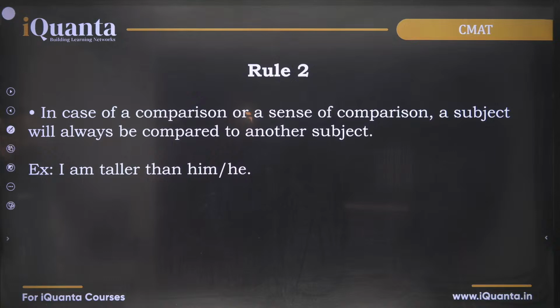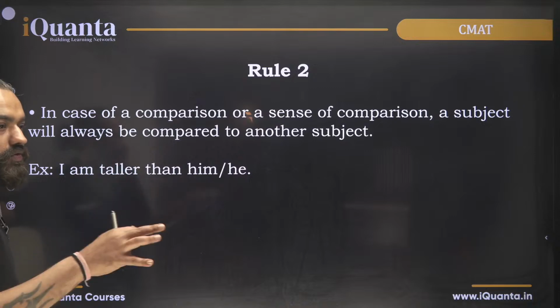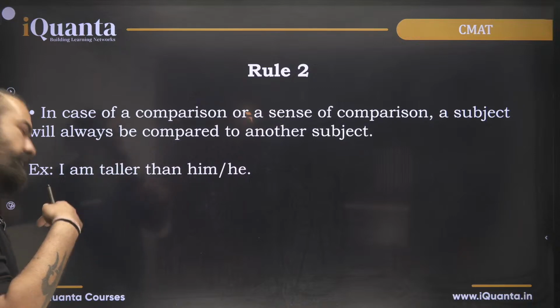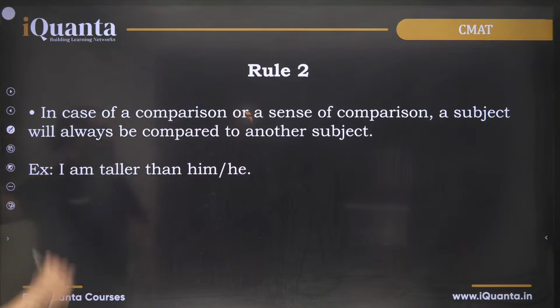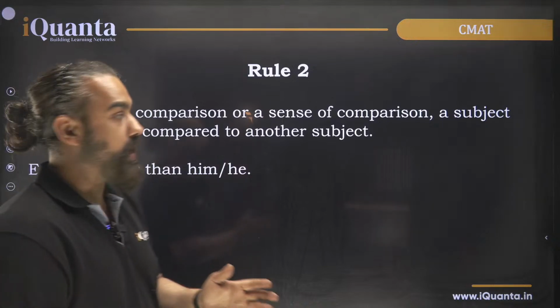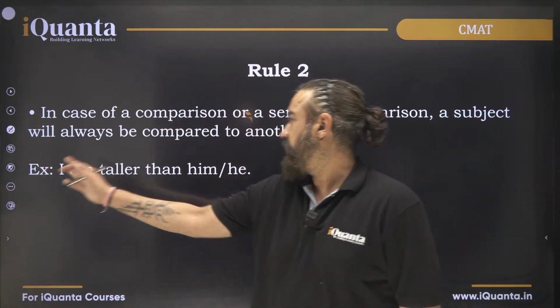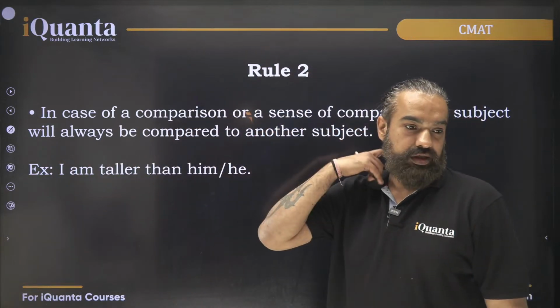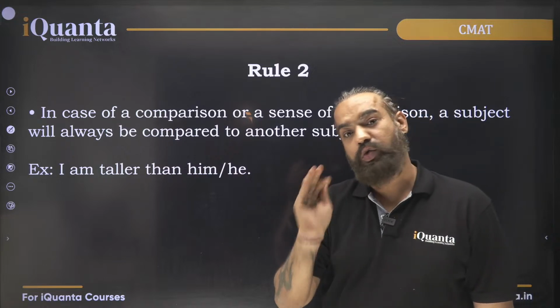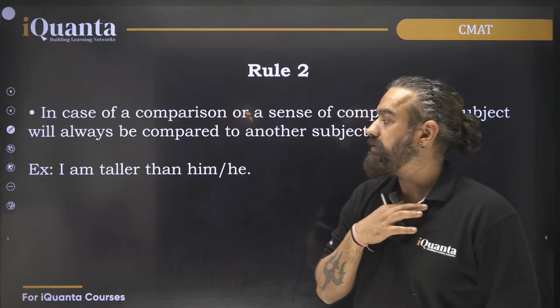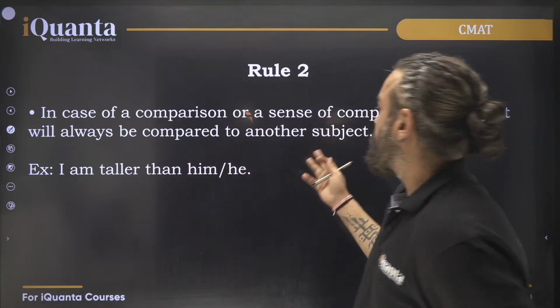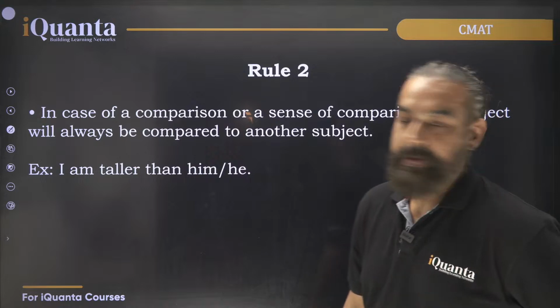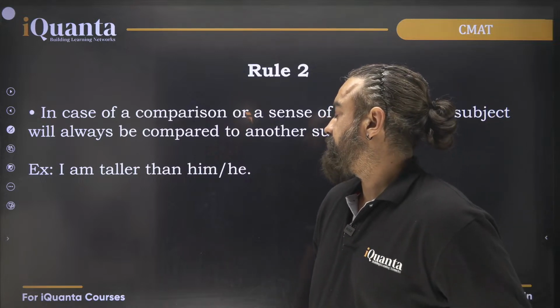Rule 2. Mind you, I've taken out only those sets of rules which most of us go wrong with. This is another one of those cases. In case of a comparison or a sense of comparison, a subject will always be compared to another subject. So a subject will be compared to a subject only, nothing else. That's how it works. Now, there's an example.